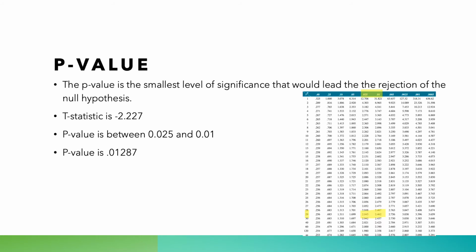We also need a p-value. The p-value is the smallest level of significance that would lead to the rejection of the null hypothesis. Our t statistic is negative 2.227. And using our t-table here with degrees of freedom as previously stated, the p-value is between 0.025 and 0.01. Our p-value actually is 0.01287.